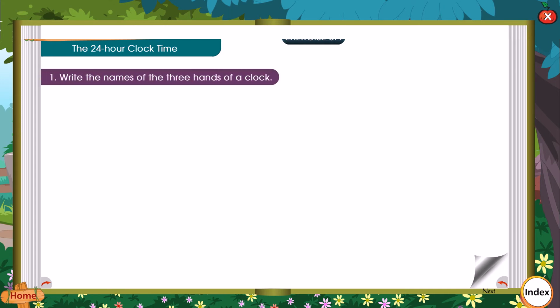Exercise. 1. Write the name of the 3 hands of a clock.